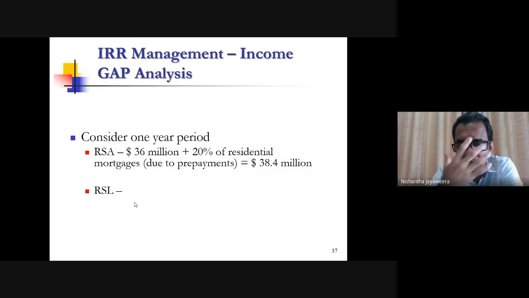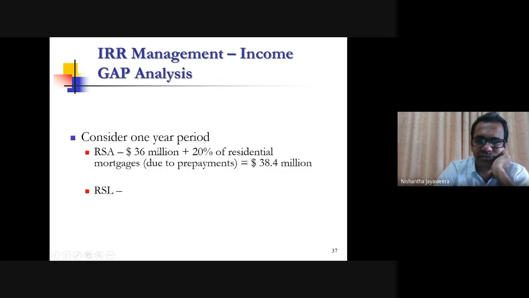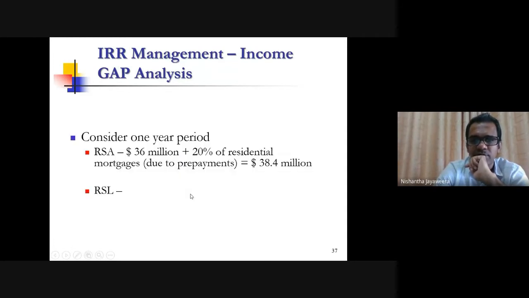So in this example, I assume 20% of the residential mortgages will be prepaid. So altogether, the amount of rate sensitive assets falling into the less than 1 year bucket is 36 million plus 20% of this. So when we add 6, 12, 18, 18 plus 18, 36. So this 36 is there. Then residential mortgage, 30-year, amount is 12. 20% of that is 2.4. Altogether 38.4 million. Now think about the rate sensitive liabilities.